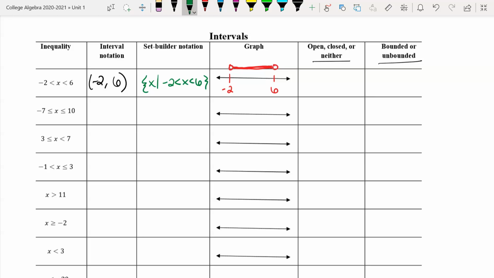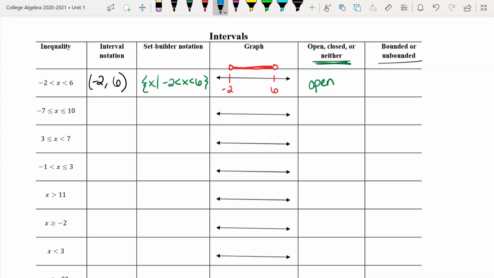Now this section right here, open, closed, or neither. In order for it to be open, both of your dots, or whatever your dot is, needs to be an open circle. So if it's all open, then it's an open answer. If they're all closed, then the answer would be closed. If it's a mix, one's closed, one's open, it's neither. So just keep that in mind.